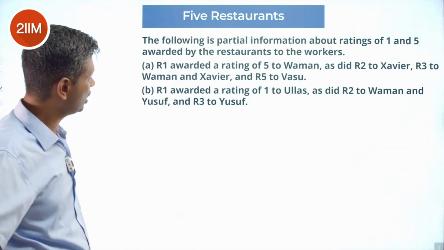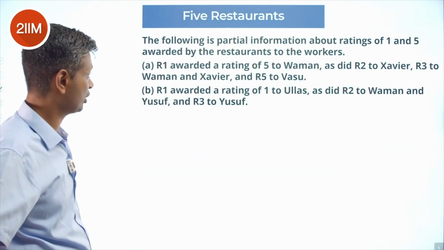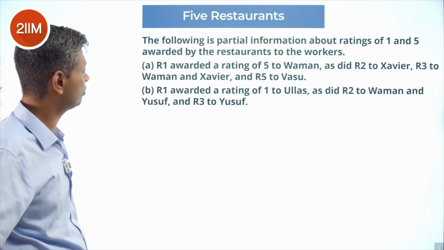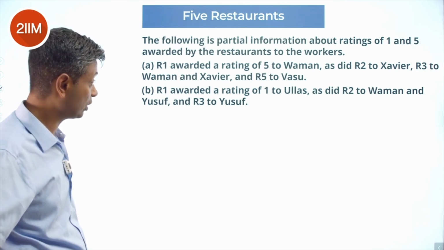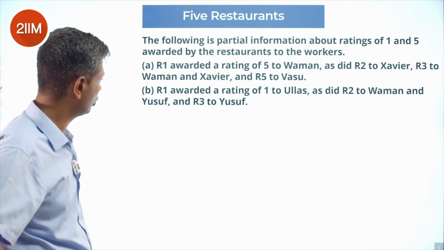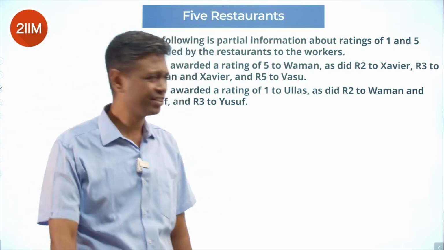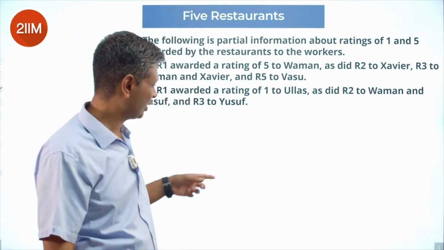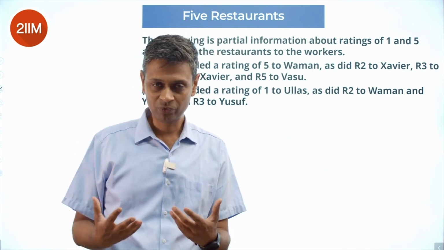The following is partial information about ratings of 1 and 5 awarded by the restaurants to the workers. R1 awarded a rating of 5 to Vaman, as did R2 to Xavier, R3 to Vaman and Xavier, and R5 to Vasu. R1 awarded a rating of 1 to Ullas, as did R2 to Vaman and Yusuf, and R3 to Yusuf. This is individual data point which you need to fix. I can straight away sense I need to put R1, R2, R3, R4, R5, UVW, XY, and then try to make sense of the data.